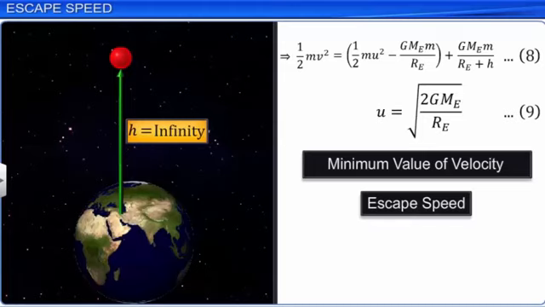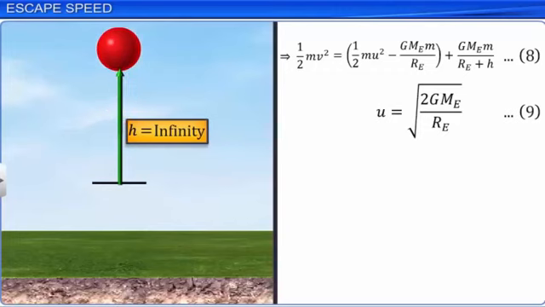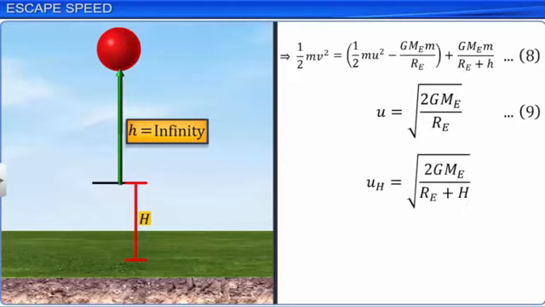If the body is projected from a height h from the surface of the Earth, then the escape speed from that height is obtained by replacing the denominator of equation 9 with RE plus h as shown in equation 10. Using the relation of acceleration due to gravity on the surface of the Earth and the mass, radius of the Earth and universal gravitational constant, and simplifying, you get equation 11.